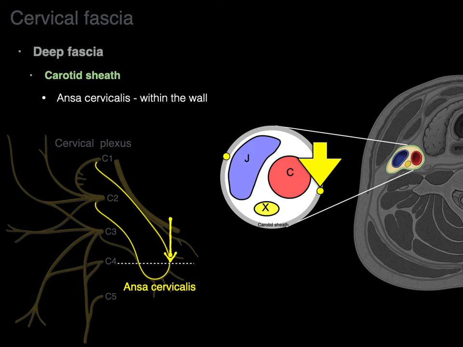So let's now do a review of both of these spaces. There's buccal pharyngeal and alar fascias. And what's between them? Retropharyngeal space. There's the alar fascia and prevertebral fascia. What's between them? The danger space. So therefore, the alar fascia separates the retropharyngeal space from the danger space. Cool. So anatomically, there are two distinct spaces.